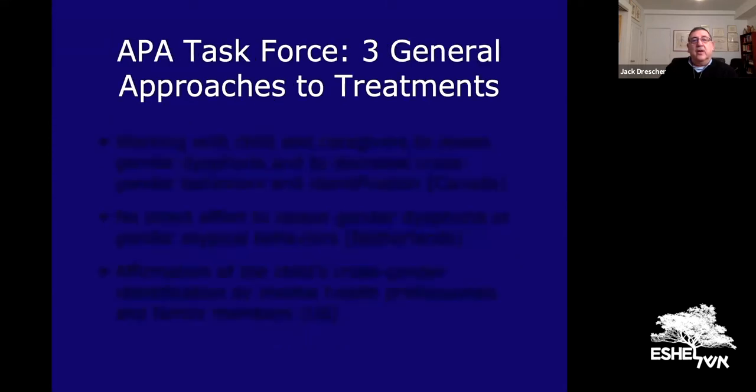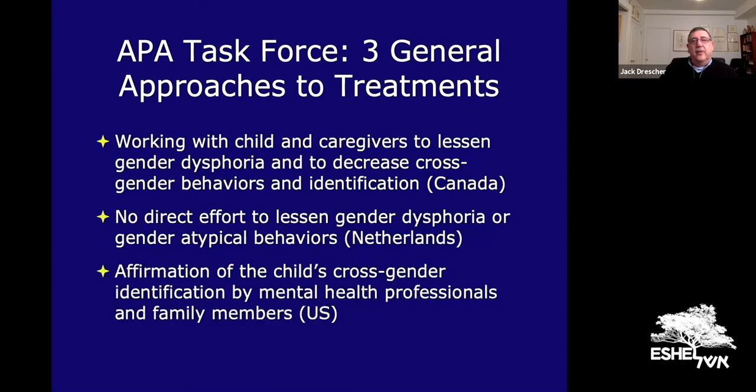But there was controversy in the approaches to treatment for prepubescent children. The task force could not reach consensus. So the Canadian clinic, CAMH, their goal was to lessen the gender dysphoria, to try and decrease cross-gender behavior and identification to prevent the child from growing up to be transgender, basically, or transsexual.